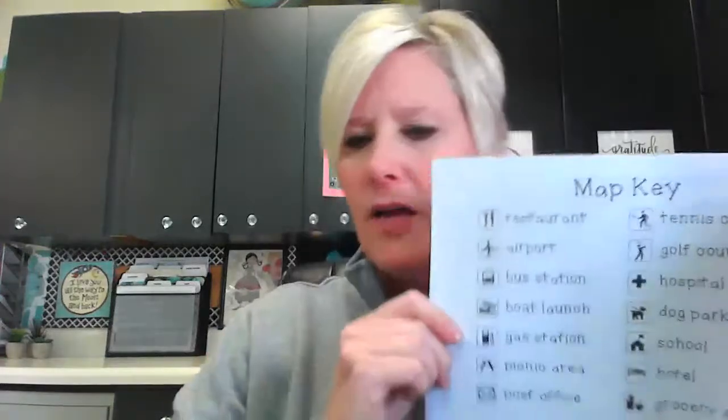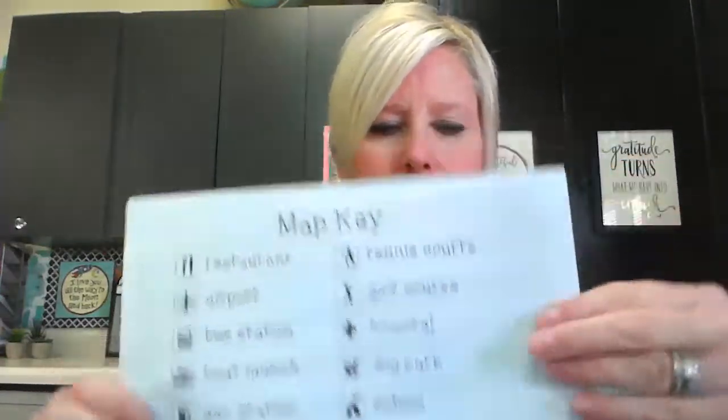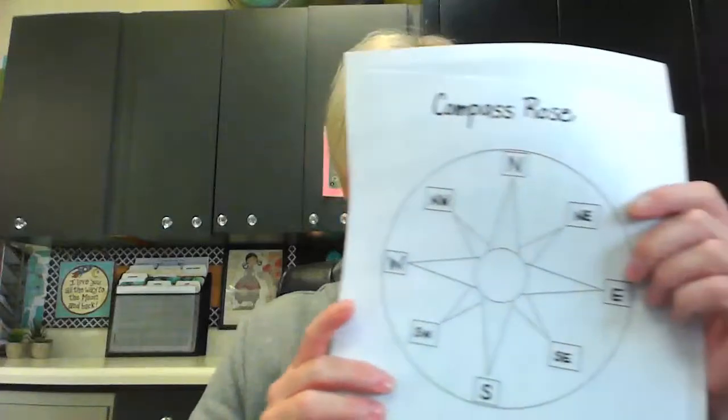So then your next packet is going to look like this. It has a map key on the front of it. Then on the inside, on that flip page, you have the compass rose, okay? And the compass rose tells you the cardinal directions. You've got north, south, east, and west, but you also have northeast, northwest, southeast, and southwest. So just as a reminder, again, I put that in there for you.